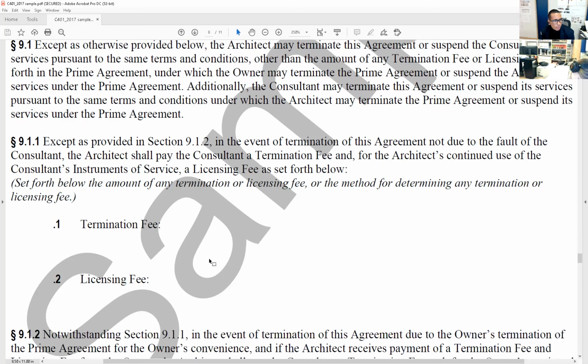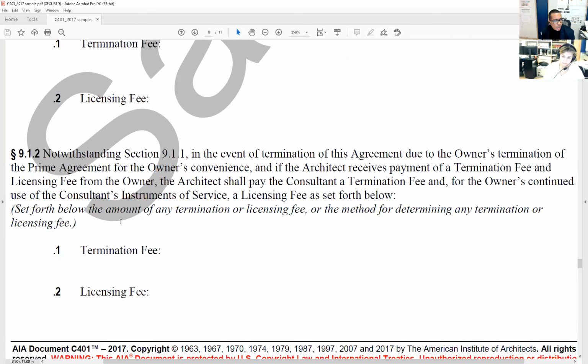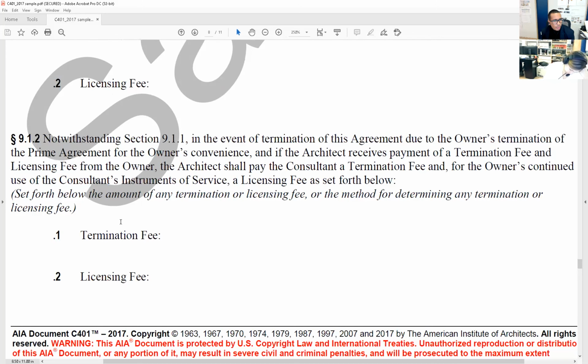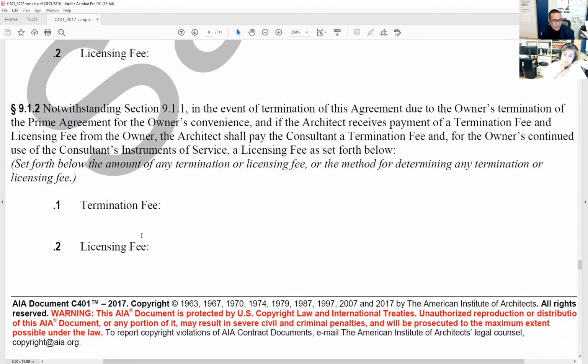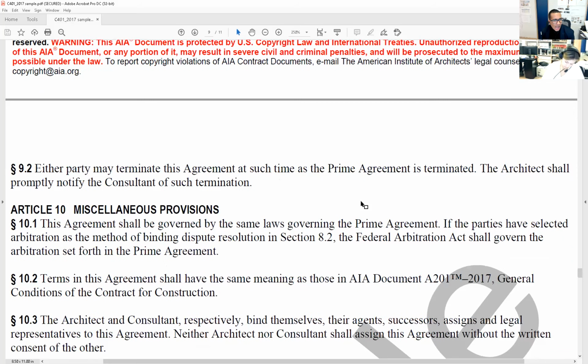Except as provided in section 9.1.2, in the event of termination of this agreement not due to the fault of the consultant, the architect shall pay the consultant a termination fee. There you go. And a licensing fee. Same thing. Notwithstanding section 9.1.1, in the event of termination of this agreement due to the owner's termination of the prime agreement for the owner's convenience, same thing, but there's a fee here that the owner pays to you and then you pay to the consultant. All right. It's pretty much all of these are the same.